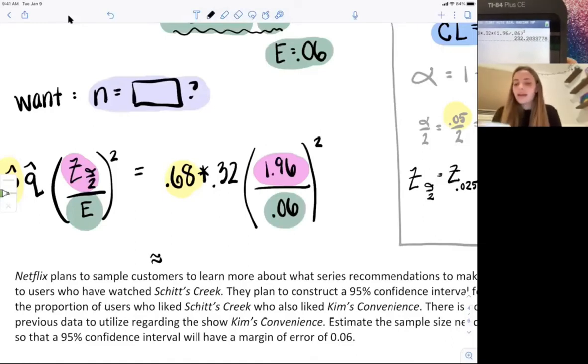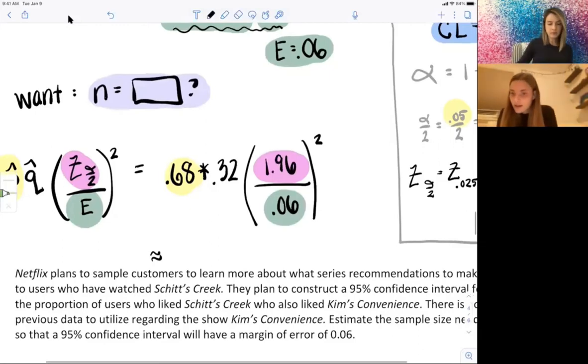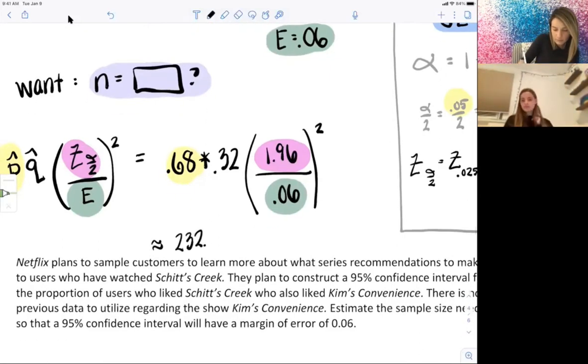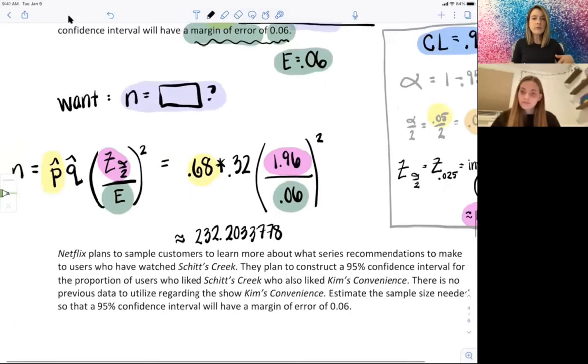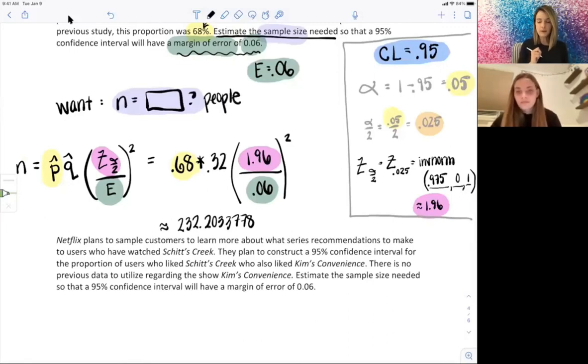Okay, I got that as well. 232. Cool. All right, so 232.20 like 33778. Okay, but n, remember, this is a sample size. This is going to be people, right? So is there such thing as 232.203337? Whatever, you get it. Yeah, no. Okay, so if we were going to round this, traditional rounding, we would just call that 232.